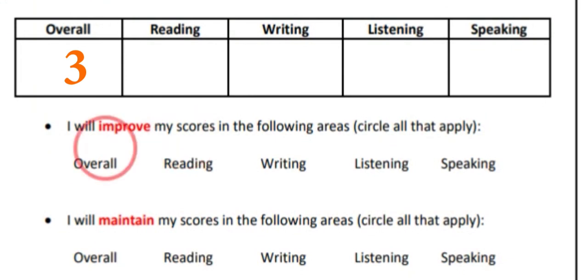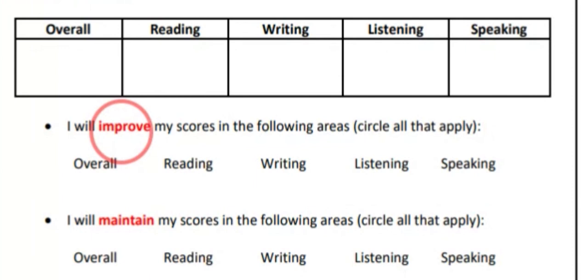However, let's say you have a 4 here in the overall section. Well, the 4 is high enough. And so in that case, you would come down here and circle overall under the maintain my scores. Remember that maintain means that you just want to keep it the same or higher as the last time, whereas improve means you didn't quite score high enough and you want to make the score better.